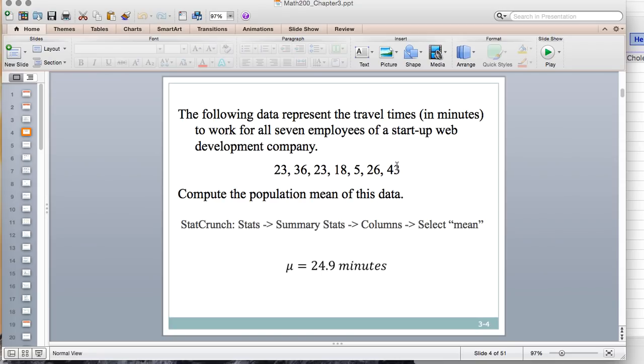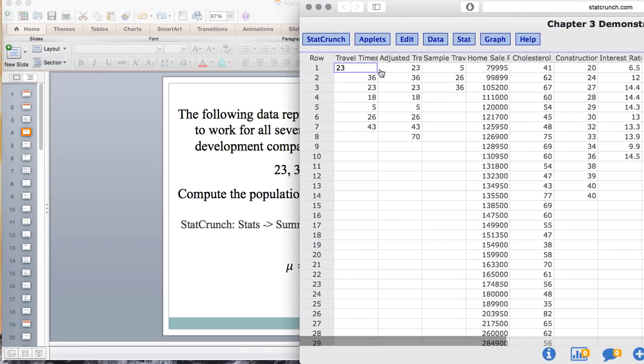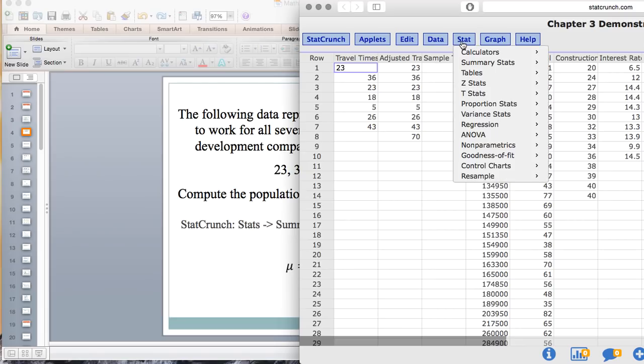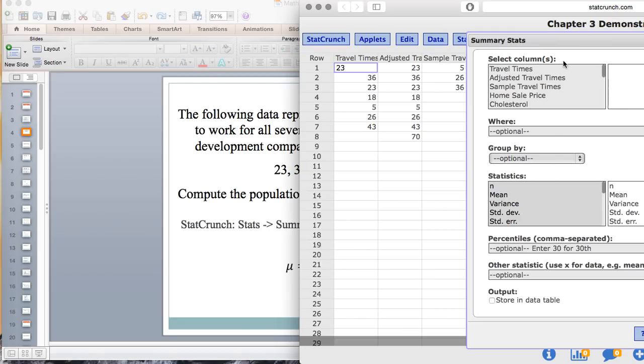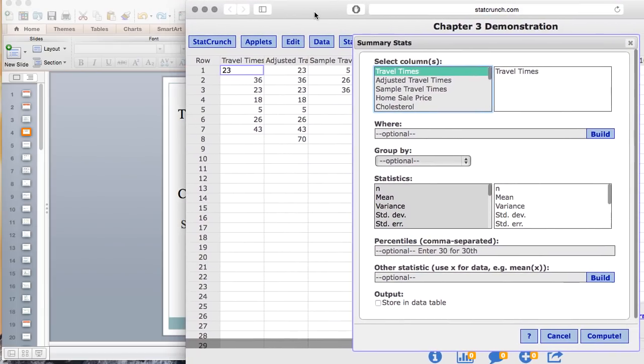But we can also just do this using StatCrunch. So if I hop over to StatCrunch here, I'm going to go to Stat, Summary Stats, Columns, okay? So let me just get my stuff gathered here. I have travel times, that's this column right here. So I'm going to do Stat, Summary Stats, and then Columns. And I'm going to select travel times because that's the one that I'm interested in. And then all I really want is just the mean, so I'm just going to select that.